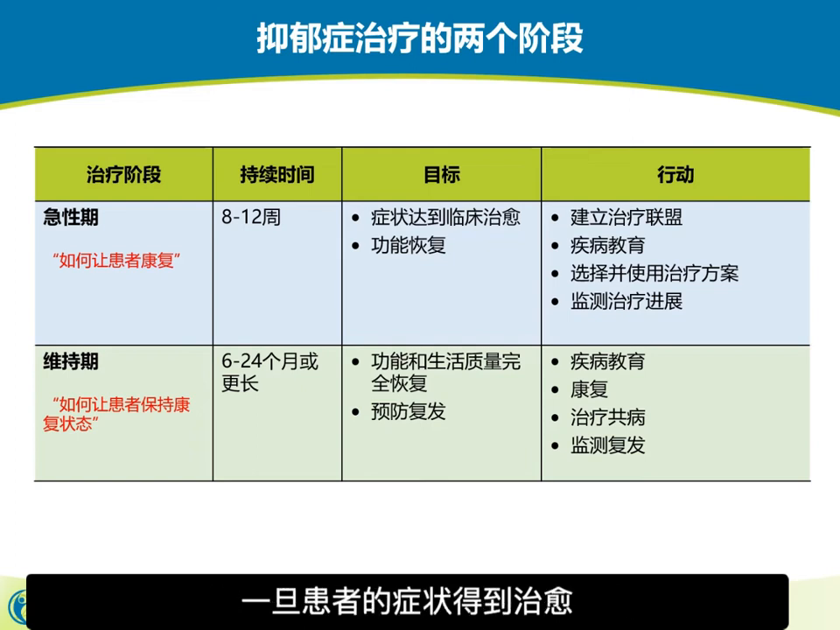Once the patient is in symptom remission, then they go into the maintenance phase. And in the maintenance phase, the primary clinical question is, how do you keep them feeling well? And this phase can last 6 to 24 months or longer. The goals of the maintenance phase are to return to full functioning and quality of life, and then to prevent any recurrence of depressive episode. And again, the activities during the maintenance phase are slightly different in order to optimize functioning in these patients.